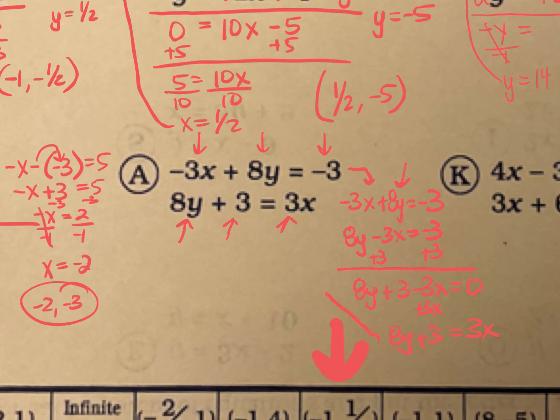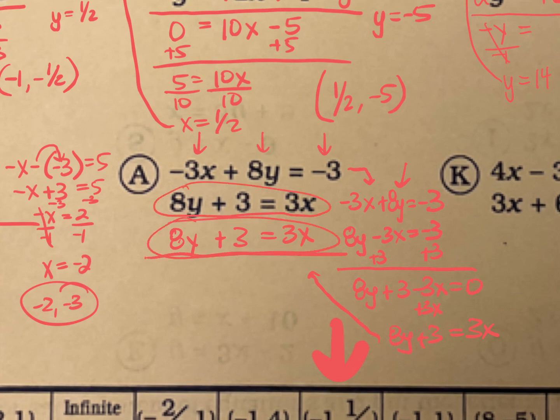Now when I match it up with this, so I rearranged the top one to fit the order of the bottom one, and it's 8y plus 3 equals 3x. Okay, look, they're the same equation. The same equations will always agree with each other. They're exactly the same. So this is infinite solutions. So once we rearrange the equations and put them in the same order, then we found out they were the same.